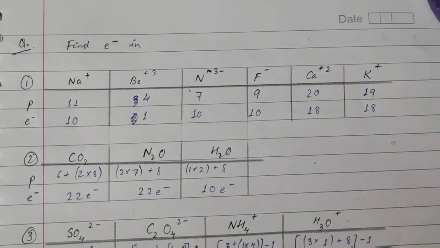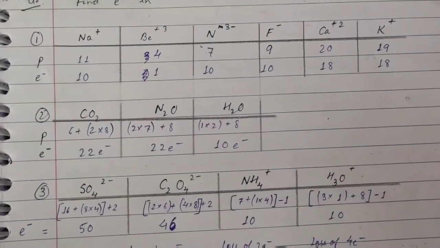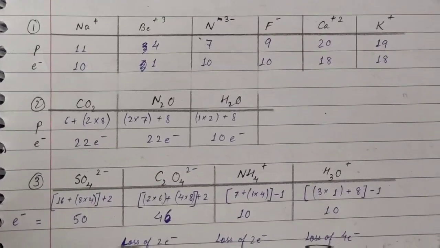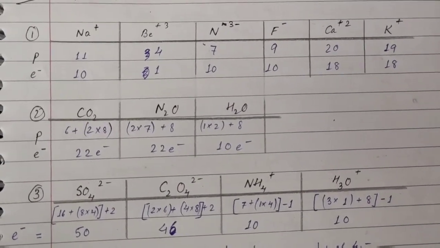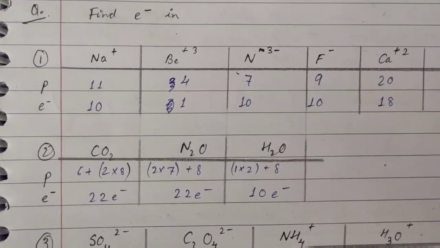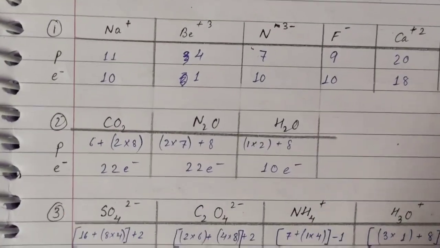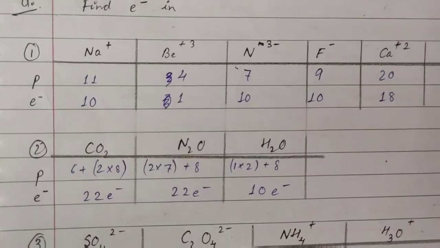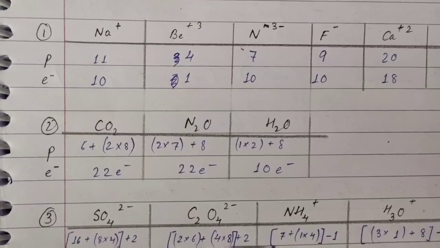Now let us find the number of electrons in compounds. Carbon has 6 electrons in its neutral state and oxygen has 8 electrons in its neutral state. Since the compound has no charge, we will simply calculate it. So one carbon atom has 6 electrons, plus there are 2 oxygen atoms and each oxygen atom has 8 electrons. So 2 into 8 becomes 16. 16 plus 6 becomes 22 electrons.